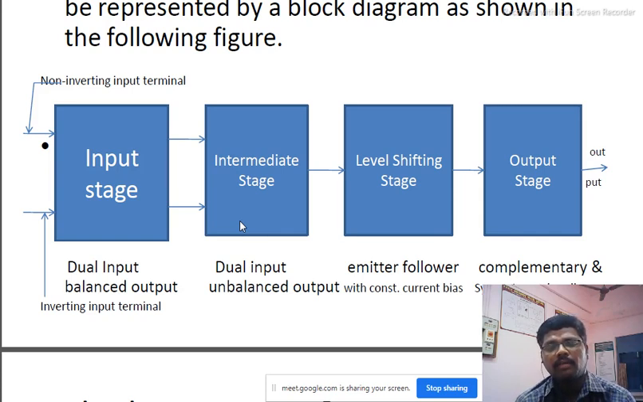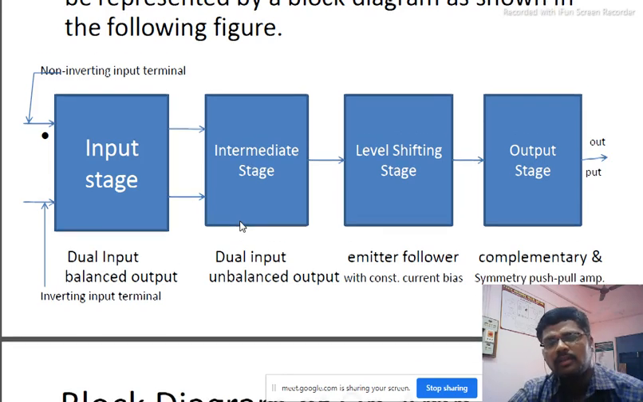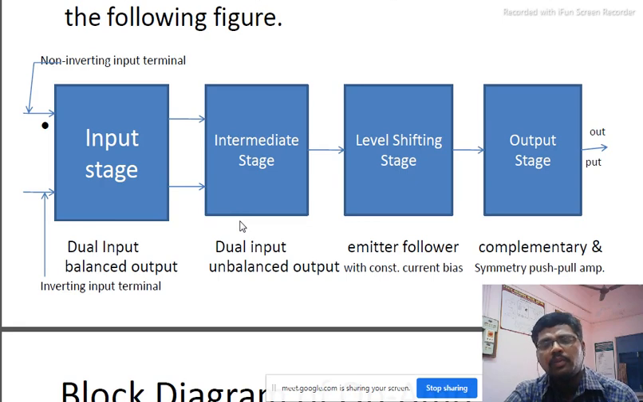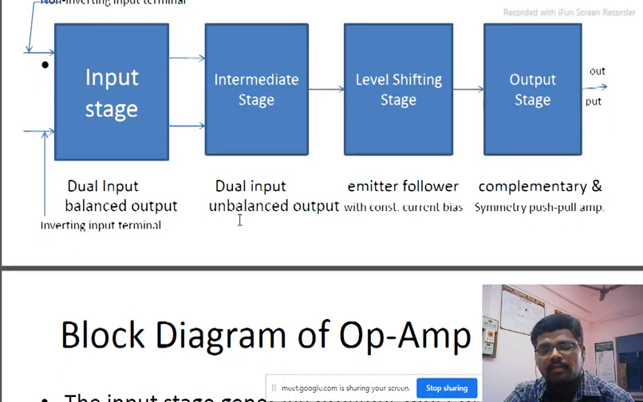At the same time, the level shifting stage is an emitter follower with a constant current bias. That is also one of the stages. Next, the output stage is called a complementary symmetry push-pull amplifier. This is called the block diagram of an operational amplifier.